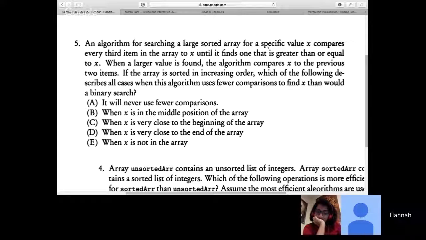Versus a binary search, since it's cutting the problem in half each time, it's still going to probably take a while, but it's not going to take as long as if we were to go through the whole array in the way that this specific algorithm does. Does that make sense?